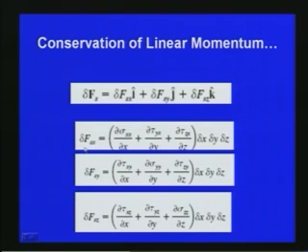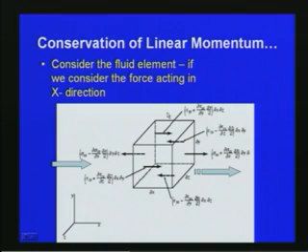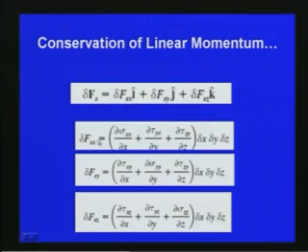So now if we consider the x direction with respect to the previous figure, we can write delta Fsx equal to del sigma xx by del x plus del tau yx by del y plus del tau zx by del z, into delta x delta y delta z. So this is the surface force with respect to the normal stress and shearing stress.